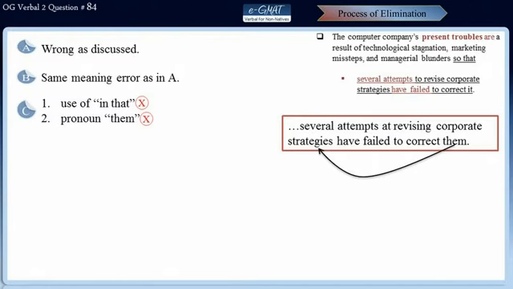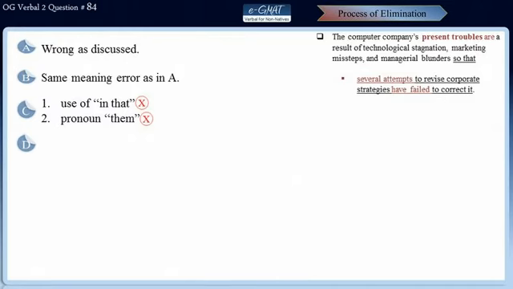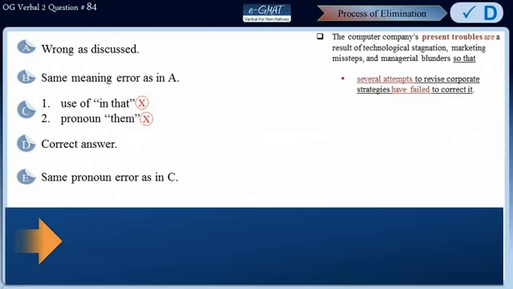Let's take a look at choice D now. Well, choice D is correct because now all the errors have been taken care of. "So" has been removed, and that correctly describes all the three troubles, and we do not have any pronoun after "to correct" also. So choice D is the correct answer. Let's take a look at choice E now. Well, choice E is not correct because it repeats the same pronoun error as we saw in choice C. Hence, choice D is the correct answer for this sentence.